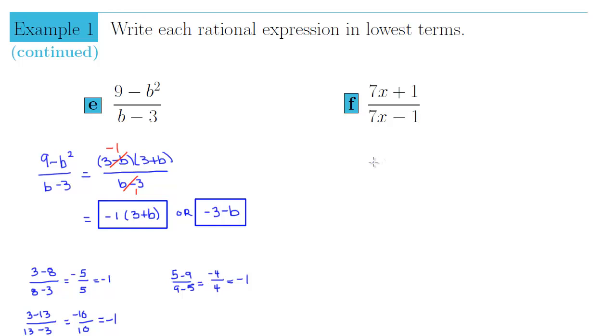Can we cancel anything? Well, notice you might be tempted, but you cannot cancel these 7x's. Why not? Because they are not part of a product in the numerator. They're part of a sum and a difference, so they cannot be canceled. That means that our answer is already reduced to its lowest terms. 7x plus 1 divided by 7x minus 1 is simply reduced in lowest terms.